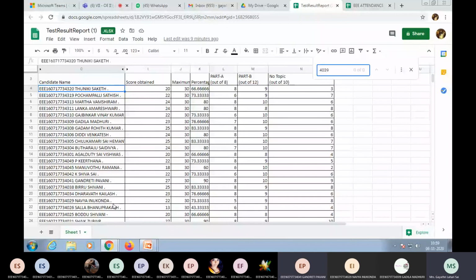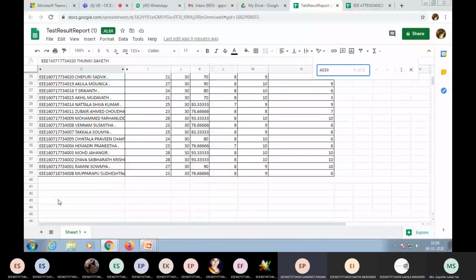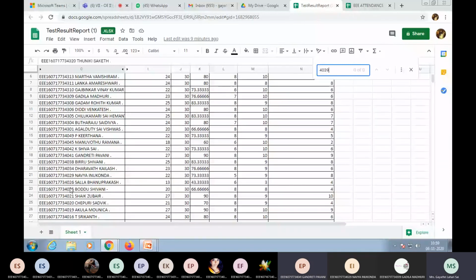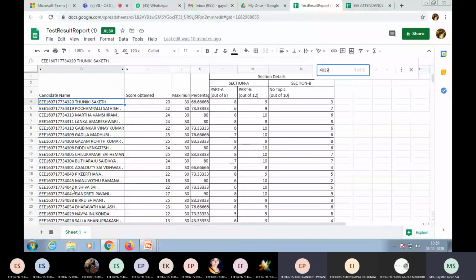4039. Yes, ma'am. She is retained batch, 13th batch. Her script is not there. Okay. Then Sudeshna, 4008, 16th batch.